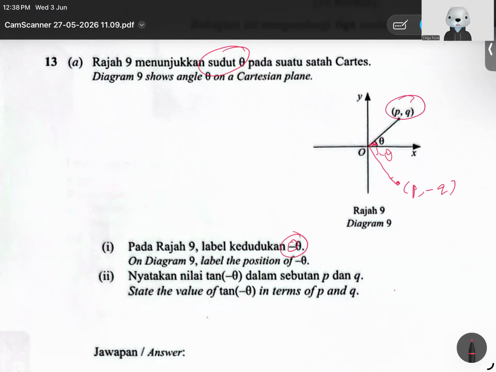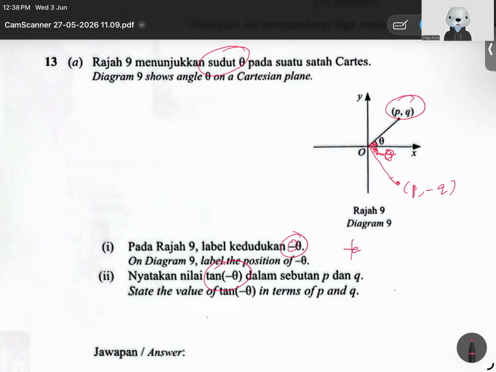By logic, this PQ reflects over to here. That's by logic, so the coordinate will be P, negative Q. For question 1, you mark this and put negative theta here, it's enough. That's all they want. Okay, next. State tangent negative theta in terms of P and Q.